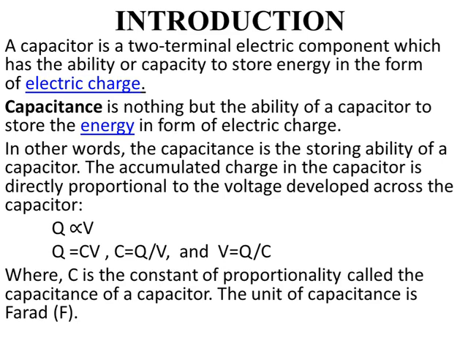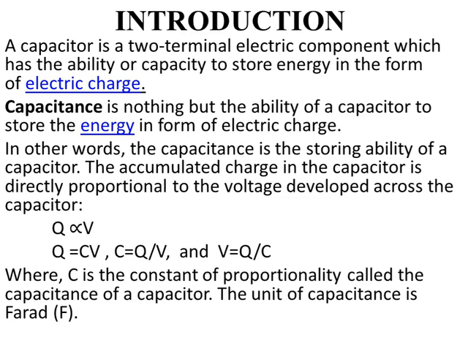Now capacitance is the ability of that capacitor to store the energy in form of the electric charge. We said that a capacitor is a two-terminal electric component. That component that will store the electric energy is a capacitor. Now the ability of the component to store the energy in form of the electric charge is the capacitance. So you must take note of the difference between both. In other words, the capacitance is the storing ability of the capacitor. Can you see? The storing ability of the capacitor.